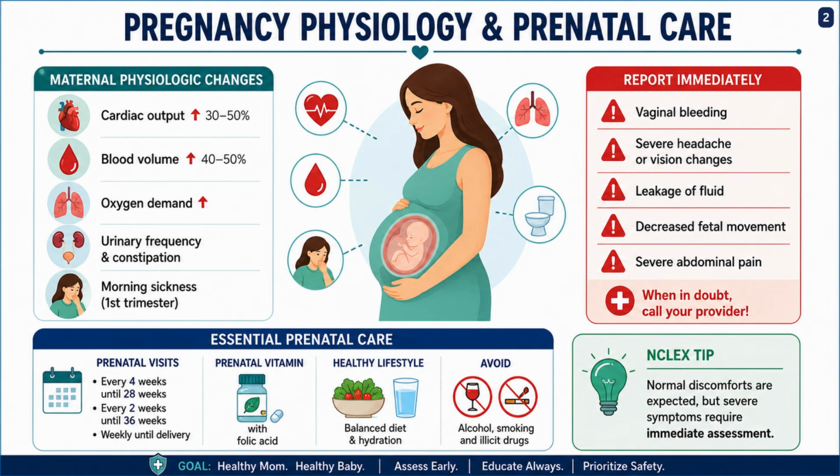Routine prenatal care is essential for monitoring the health of both the mother and fetus. A common NCLEX question asks about the prenatal visit schedule. Visits occur every 4 weeks until 28 weeks gestation, every 2 weeks until 36 weeks, and then weekly until delivery. During these visits, healthcare providers monitor maternal health, fetal growth, and screen for pregnancy related complications.